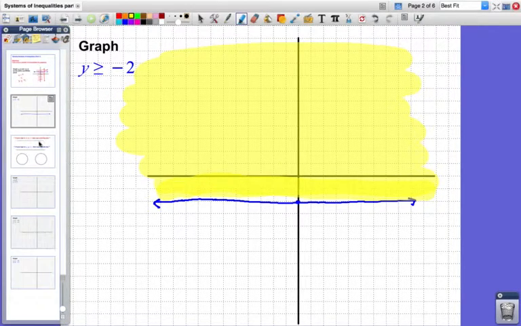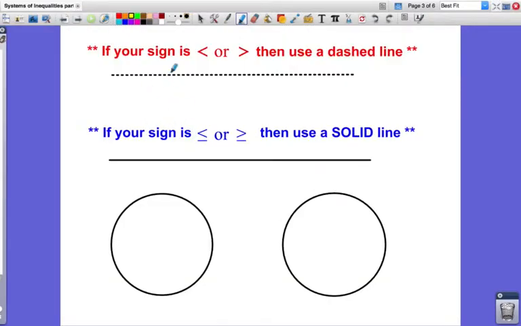Okay? Now, one thing when we're graphing inequalities and we have our symbols, one thing we need to be careful of is our signs. If we have the signs that are just less than or greater than, we need to use the dashed line when we're graphing our line. If we have a sign that's less than or equal to or greater than or equal to, we need to use a solid line.